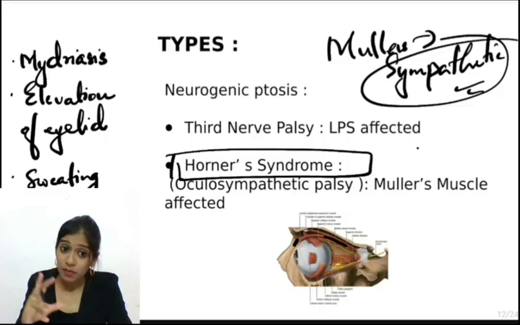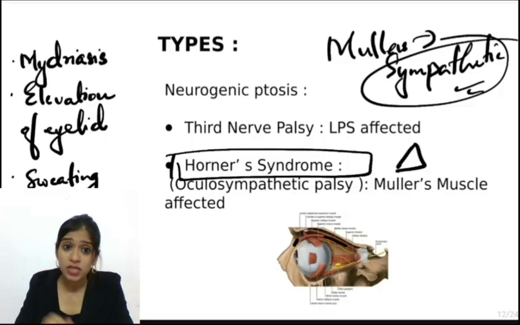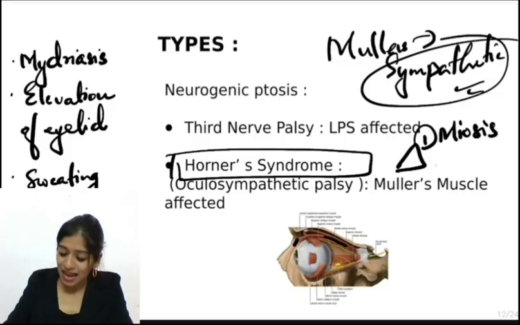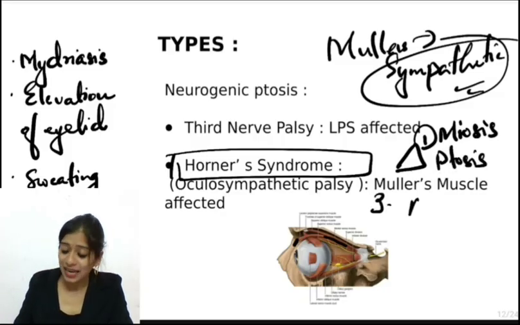When these sympathetic fibers are affected, this can lead to a triad, and that is called Horner syndrome. What is the triad? First the patient can have miosis, then the patient can have ptosis, and third the patient can have anhidrosis.